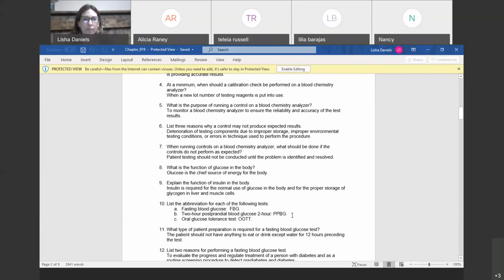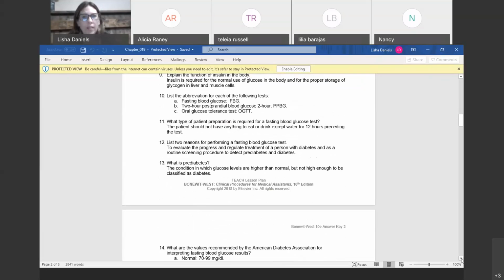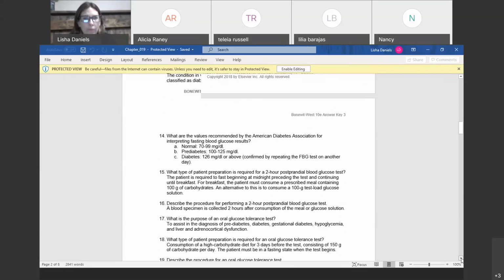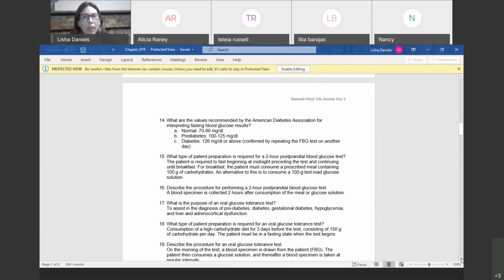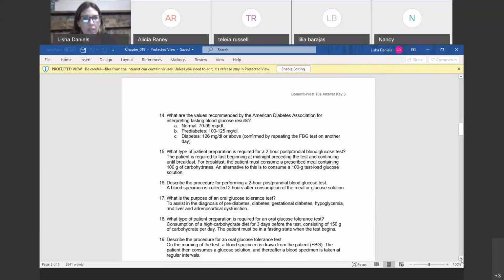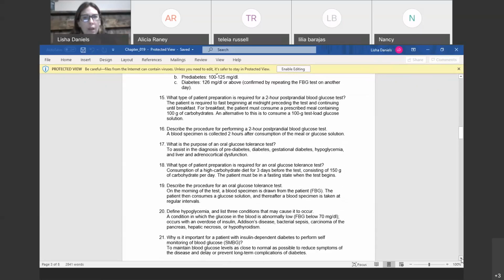10, A is FBG, B, PPBG, C, OGTT. 12, to evaluate the progress and regulate treatment of a person with diabetes and as a routine screening procedure to detect pre-diabetes and diabetes. 14, A, 70 to 99, B, 100 to 125, and C, 126 or above. 16, a blood specimen is collected 2 hours after consumption of a meal or glucose solution. 18, consumption of a high carbohydrate diet for 3 days before the test, consisting of 150 grams of carbohydrate per day. The patient must be in a fasting state when the test begins.